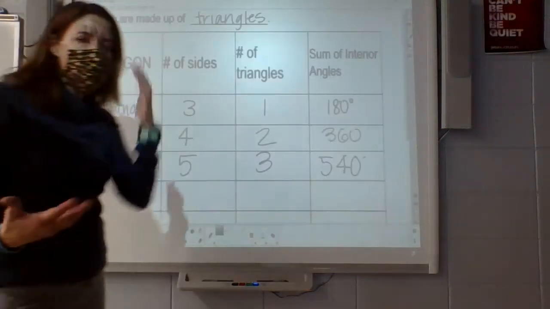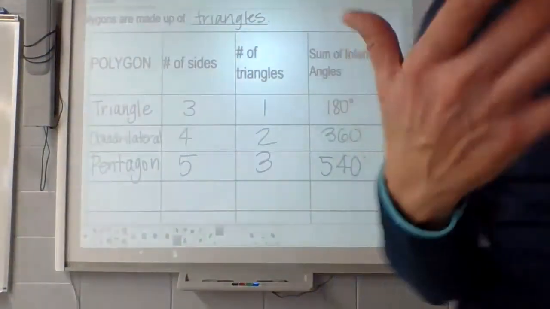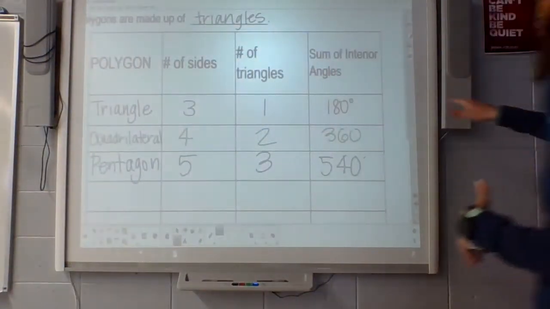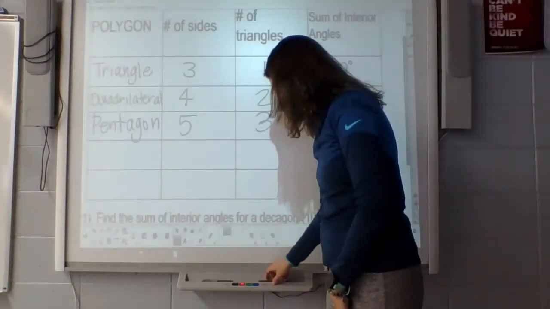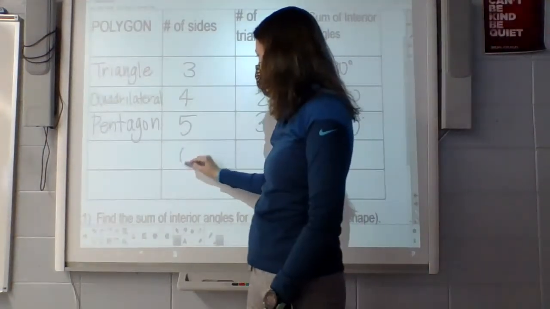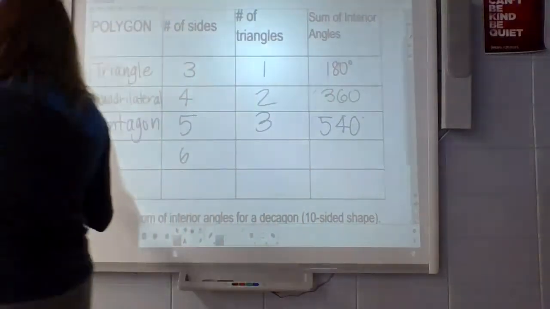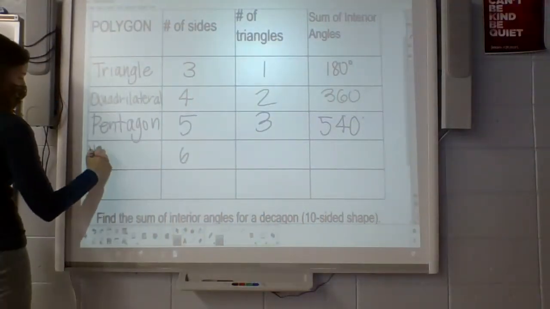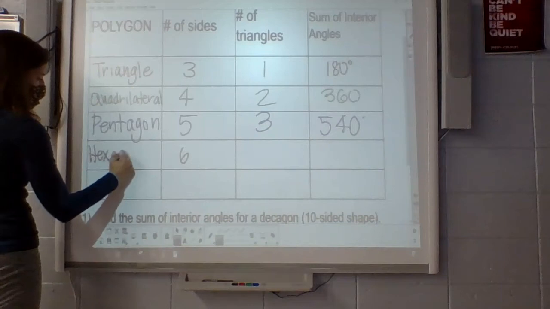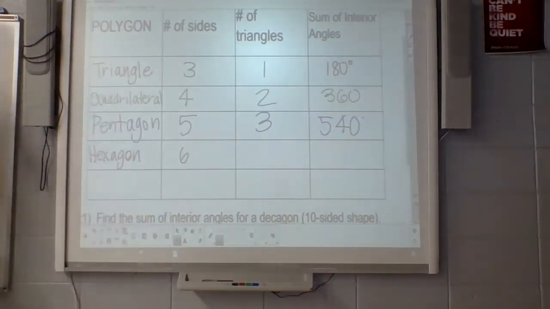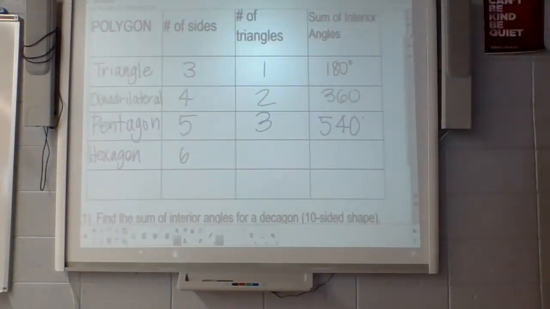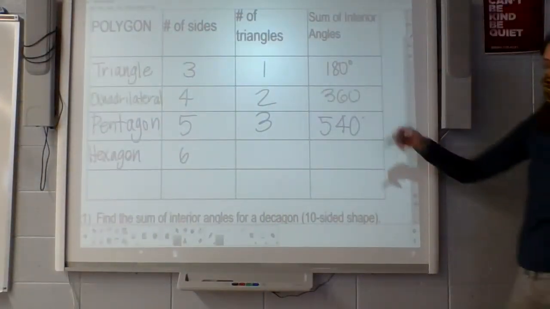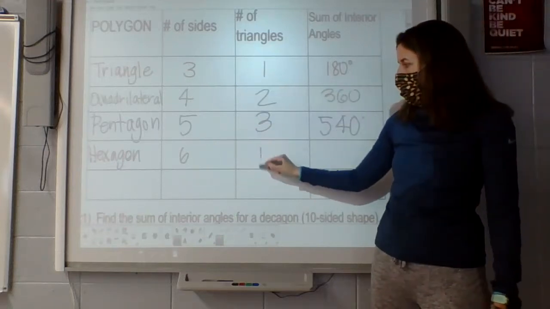All right, so I want to talk about now, hopefully there's a pattern you're starting to see here. The number of sides: the next one is obviously going to be 6 sides. What's that name? Hexagon. So hexagon is a 6-sided figure. Do you see a pattern? How many triangles do you think? 4. So this is going up by 1, just as that one goes up by 1.